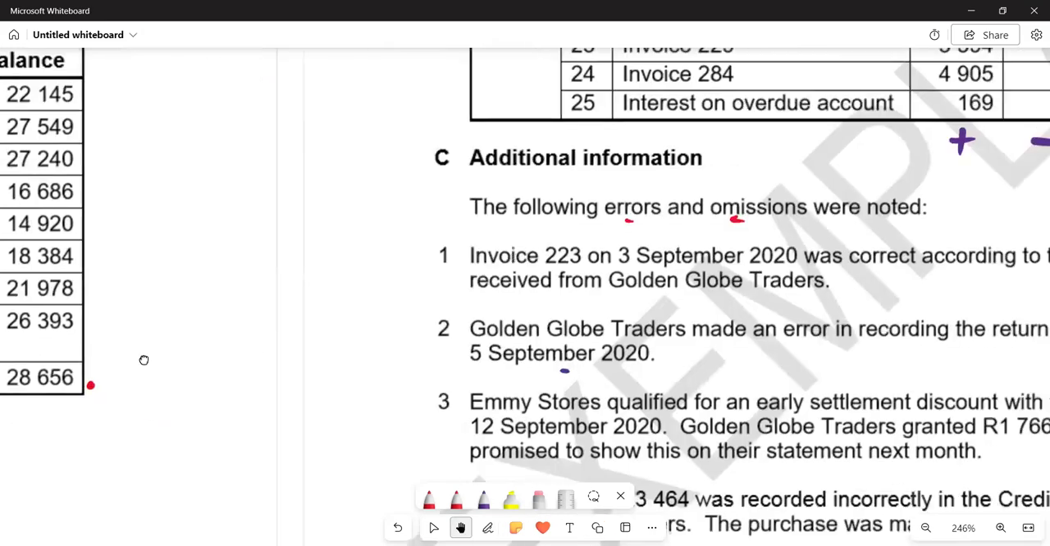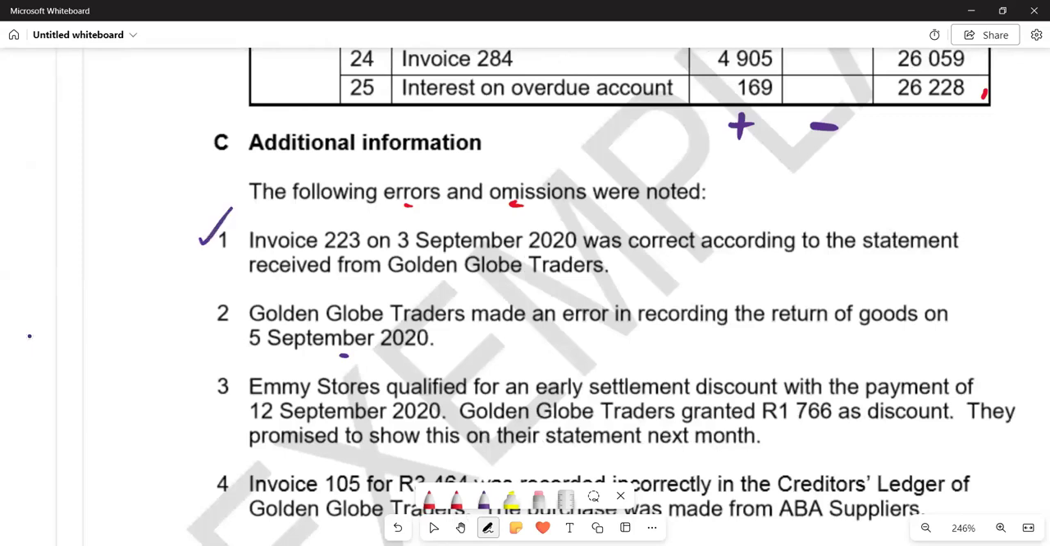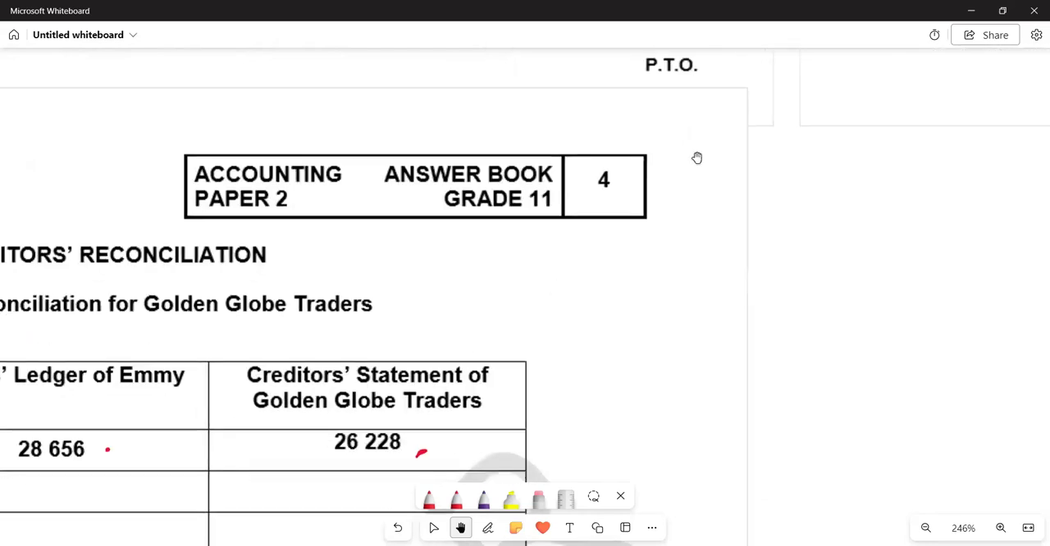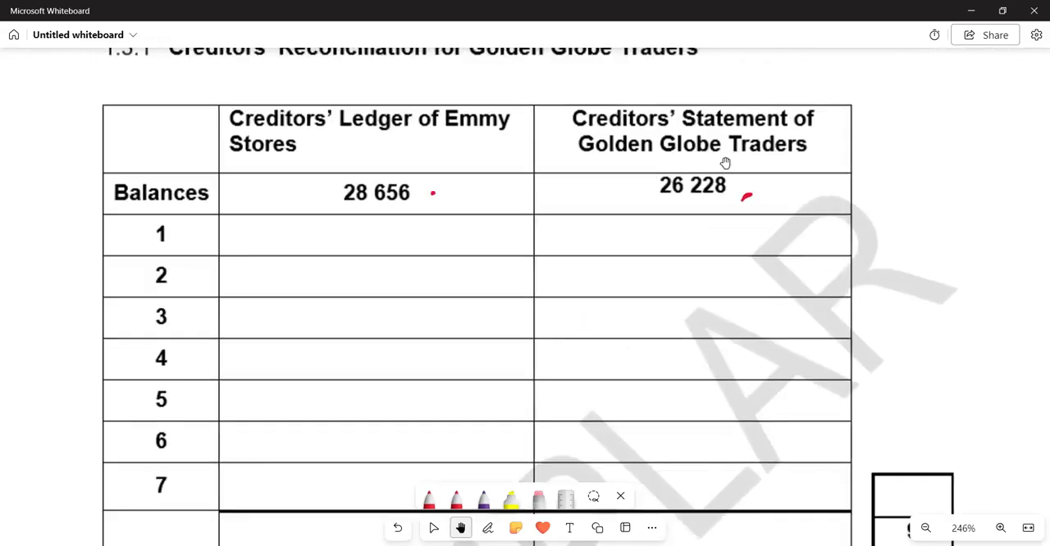Remember, this is our error one, which we are looking at. What is important is that this error is being emphasized that on the statement received from Golden Globe, it was correct. It was correct according to the statement received, so the statement is not going to be affected. There is a zero effect on the statement, but the effect that we are going to have is in the ledger. If you come here, you would see that in the ledger, we are saying it's a plus 256.